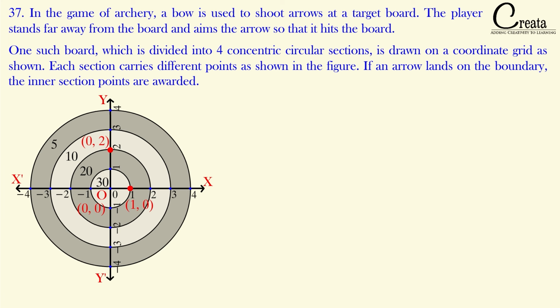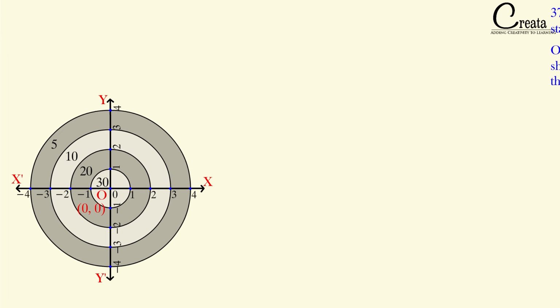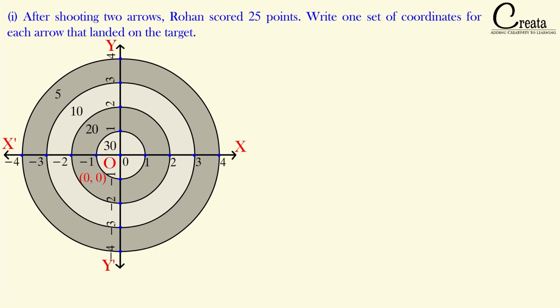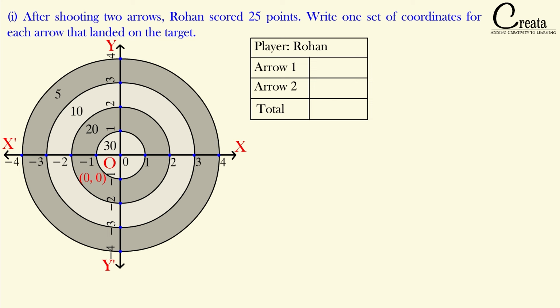So based on this philosophy, based on this coordinate plane, we will solve this question. So this is the given part. Let's take down the first part of the question. In the first part, it is given that after shooting 2 arrows, Rohan scored 25 points.